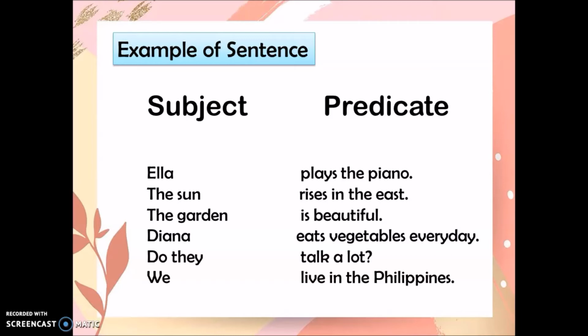Ella plays the piano. The sun rises in the east. The garden is beautiful. Diana eats vegetables every day. All of these end with a punctuation, which is a period, and also start with a capital letter because it is a sentence.